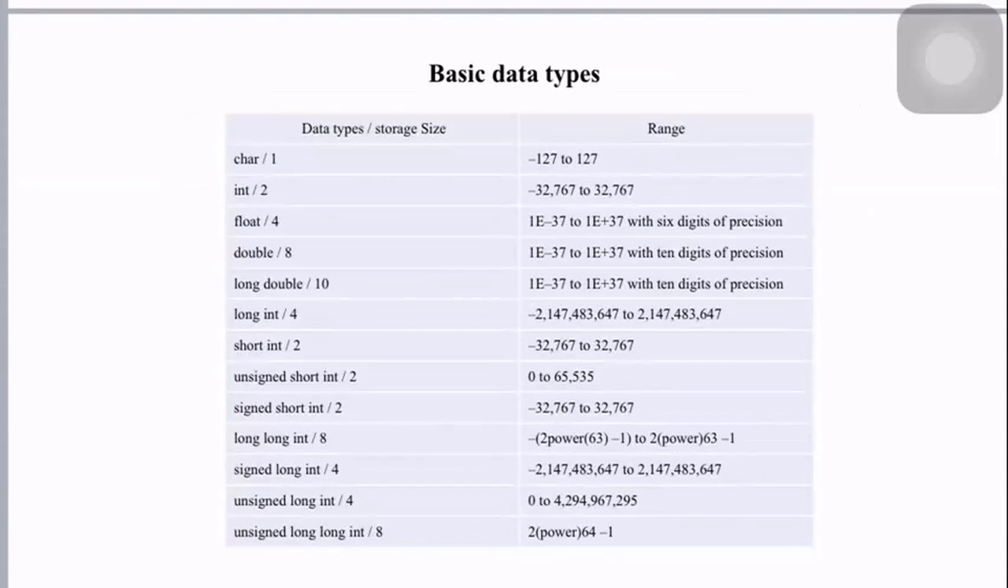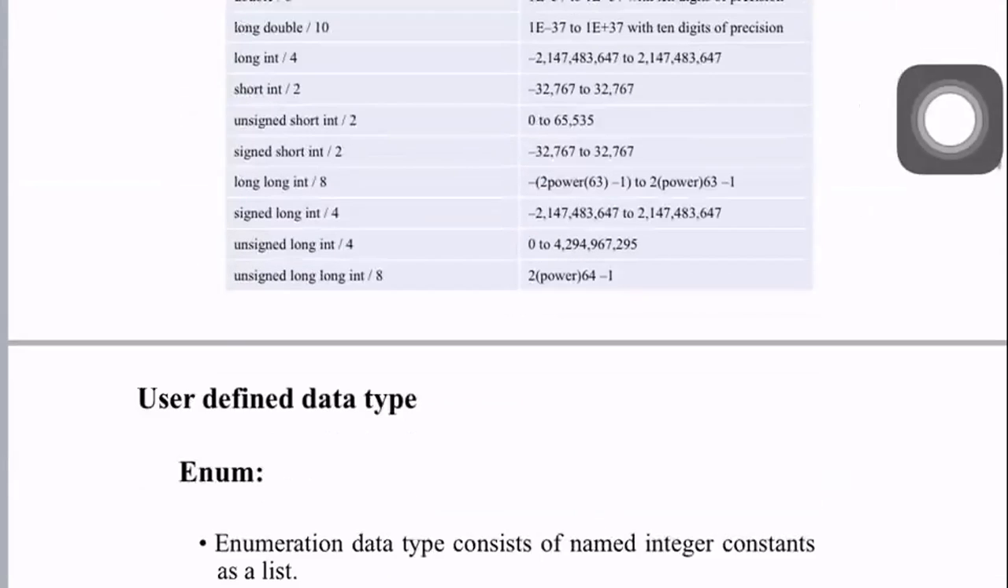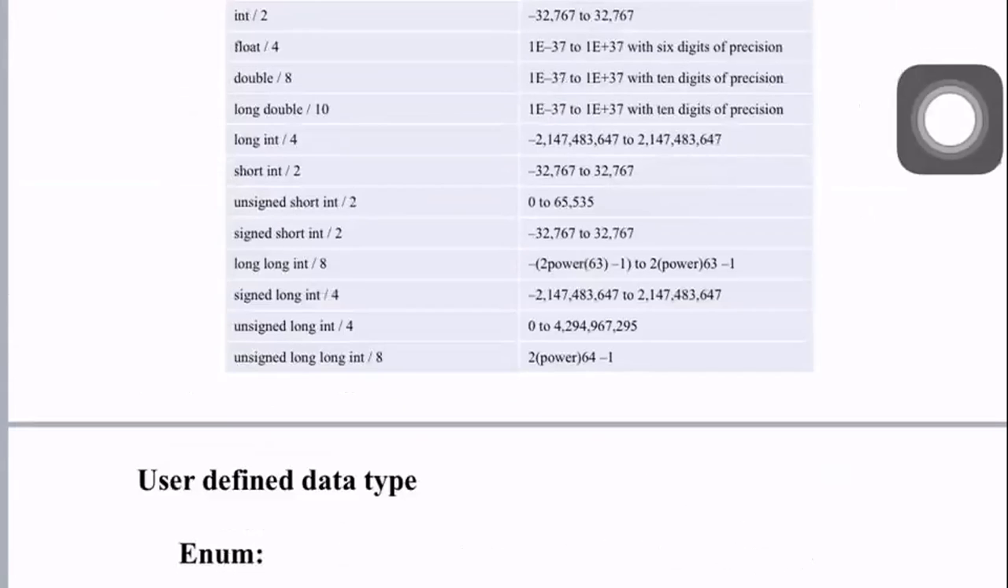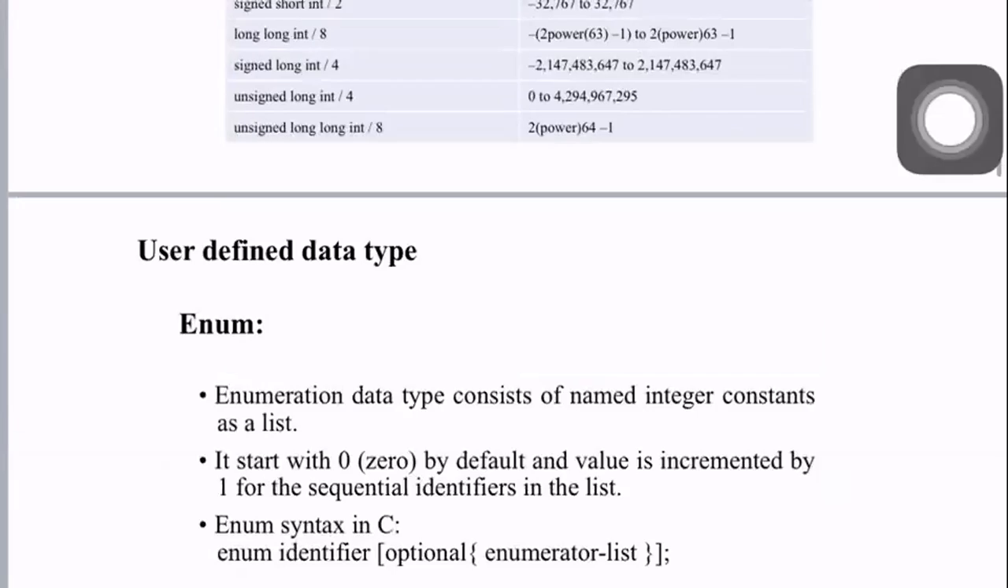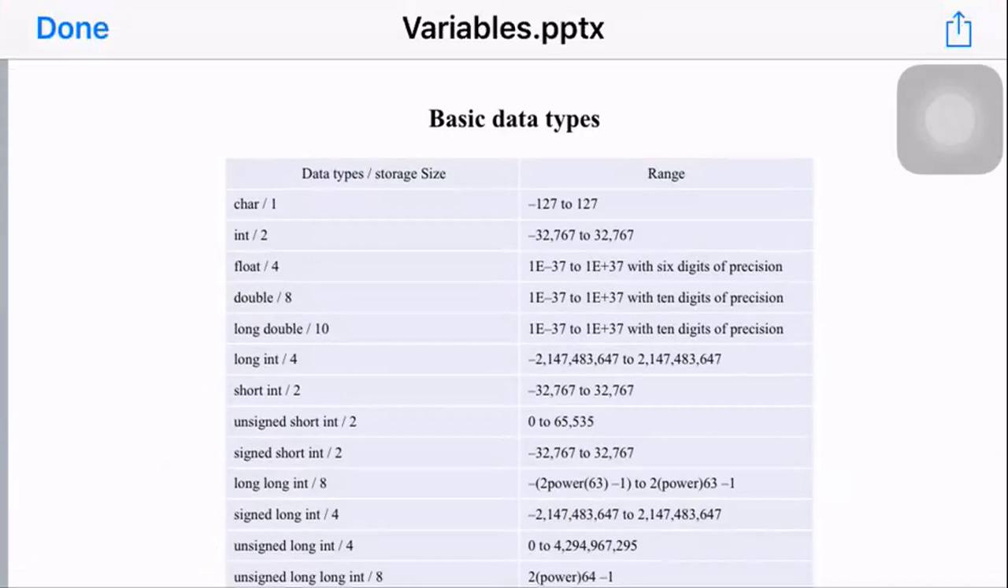Do you want me to explain these also, or are you okay with that? Yeah, sure. First, coming to the integer, the storage size is 2 bytes, and the character size will be 1 byte, and the range is in the right column section.